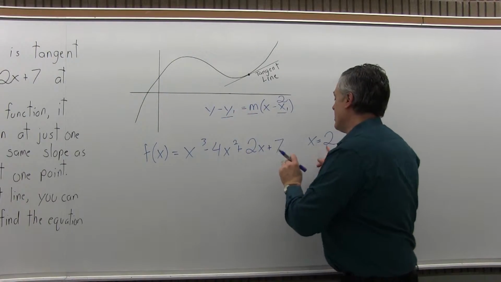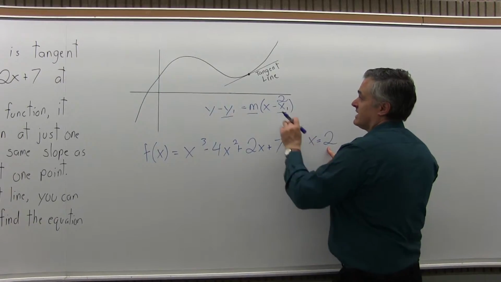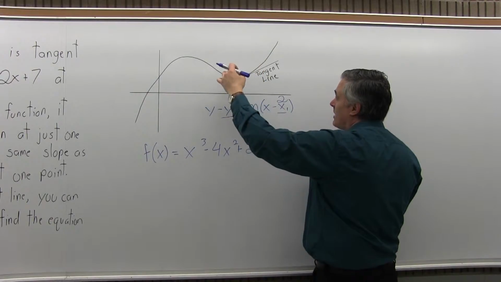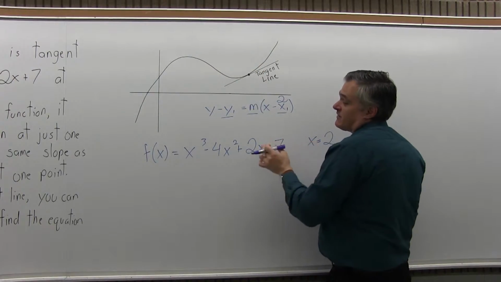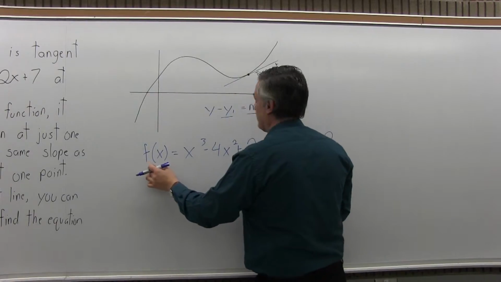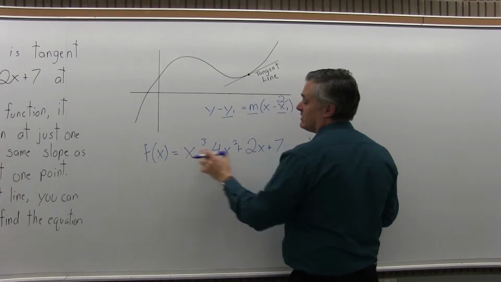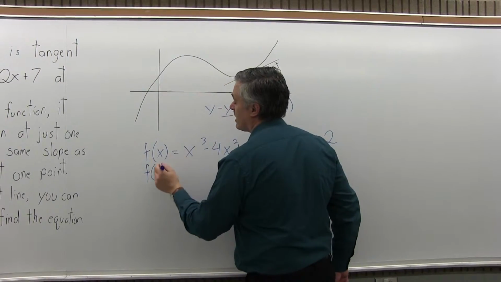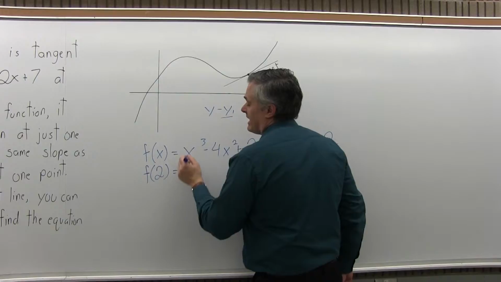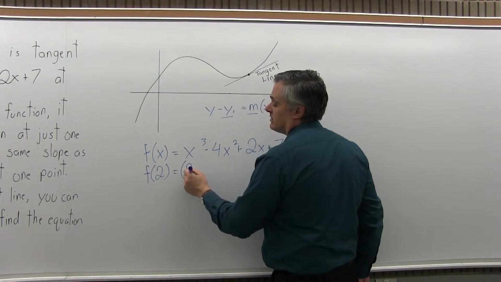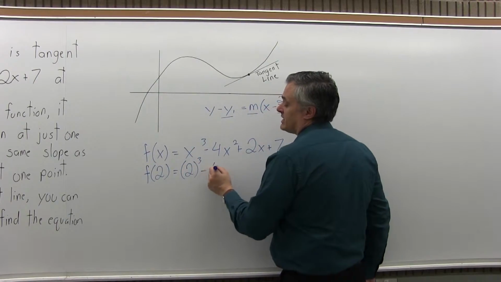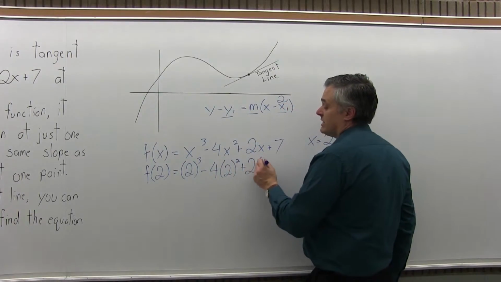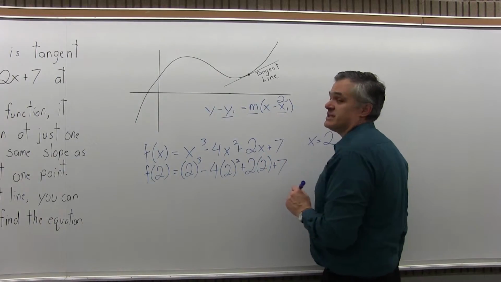So this y1, what y value goes with this x? So according to what I have here, this is over 2 up how much? Well, to find the y, before I do f prime, just leave f of x, put in the 2 for x that's given, do the math, and I'll find the y. So f of 2, not f prime, f of 2 equals x to the third is 2 to the third, minus 4x squared is 4 times 2 squared, plus 2 times x is 2 times 2, plus 7.